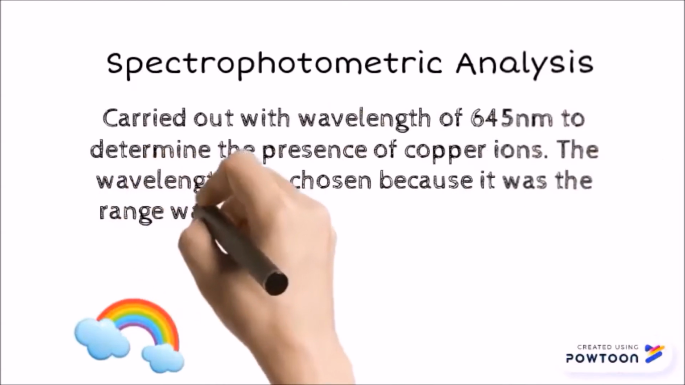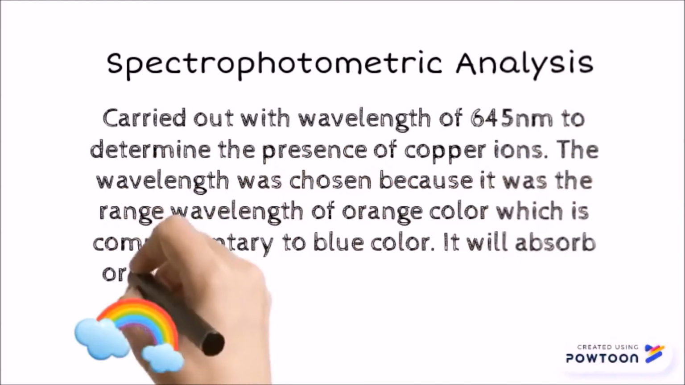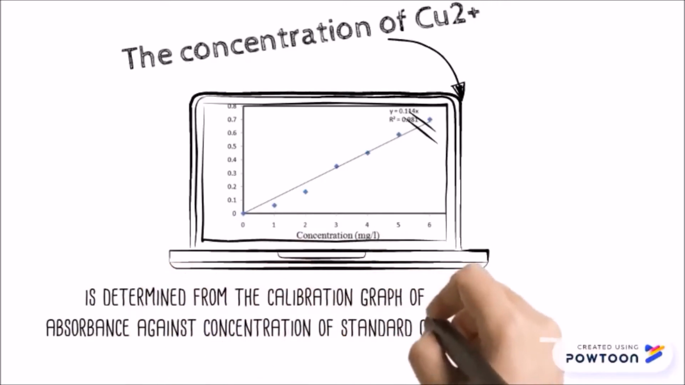The wavelength was chosen because it is in the wavelength range of orange color, which is complementary to blue color. It will absorb orange color and transmit blue color. The concentration of copper ion is determined from the calibration graph of absorbance against concentration of standard copper solution.